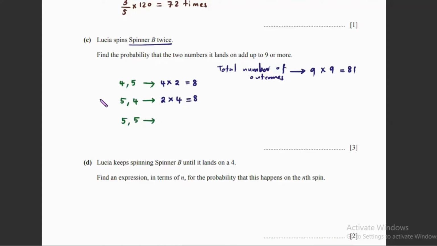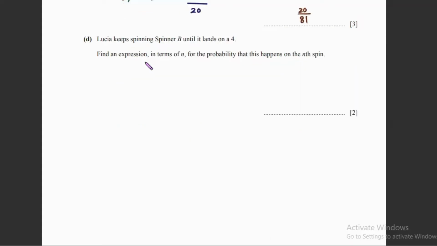So we still get 8 combinations of getting a 5 and a 4, which makes a total of 9. Then you will have 2 and 2 because getting a 5 is also 2. Getting another 5 is also 2. That's because in the spinner, we have 2 5s in spinner B. So this makes a total of 4 such combinations. We need to add them all up, which makes a total of 20. So the probability, when we write it, should be written as 20 out of the total number of outcomes, which is 81. Let's see what is given here in question D.